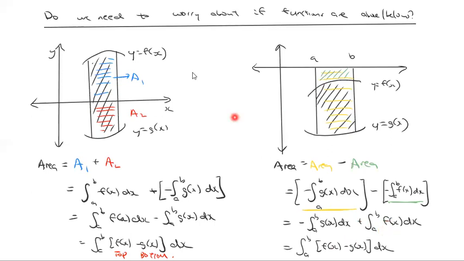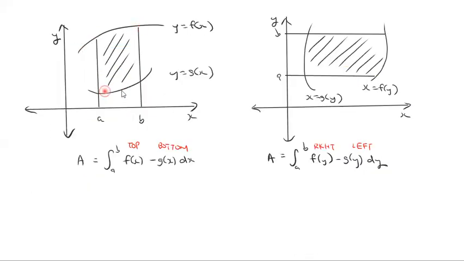So what I'm trying to show you here is, if we're thinking about it in this top minus bottom way, then it doesn't matter anymore. As long as you've taken the top function minus the bottom function, it will always work. Doesn't matter where fx and gx are, as long as it's top minus bottom. Or if you're doing it this way, as long as it's right minus left.